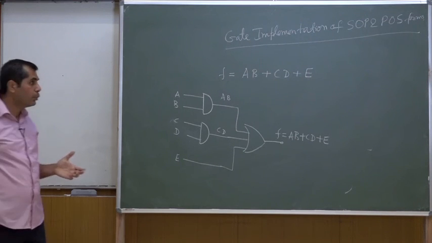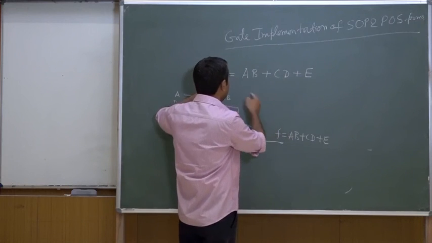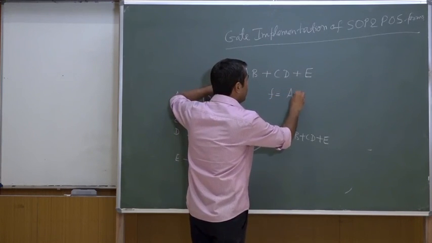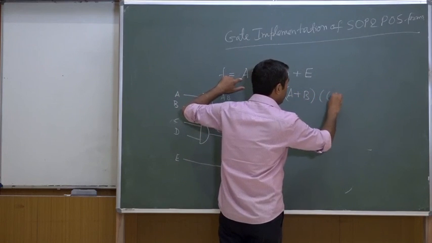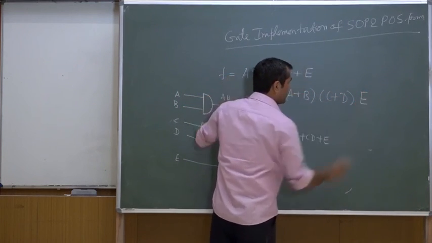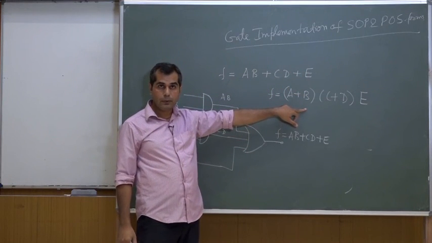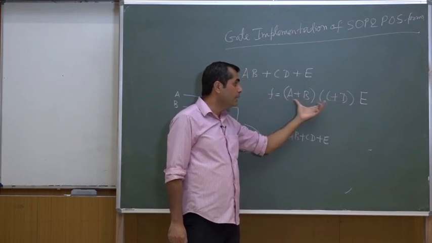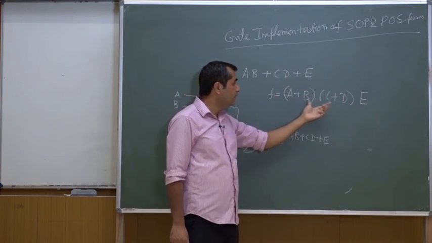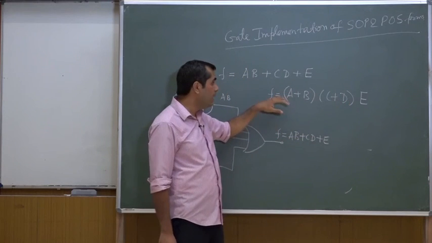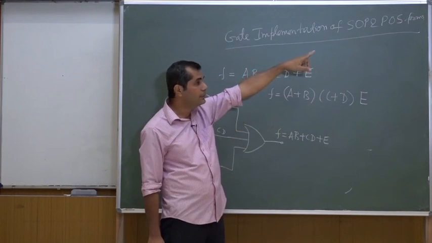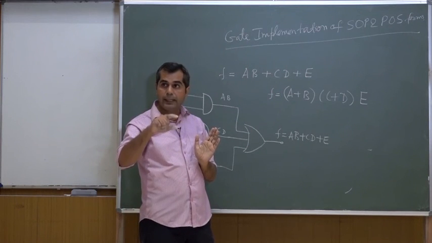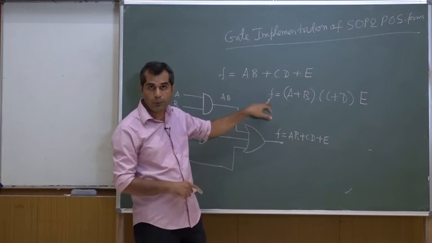What do we do for a product of sum form? Let us say that another function is given that is written in this form: A plus B, C plus D, E. Basically, this is product of sum form, is it or not? First, we perform OR between A and B, C and D, and then we finally perform the AND of A plus B, C plus D and E. So, to implement a function which is in product of sum form, first I will perform the OR operation in the first stage, and finally, I will use an AND gate to implement the final function F.